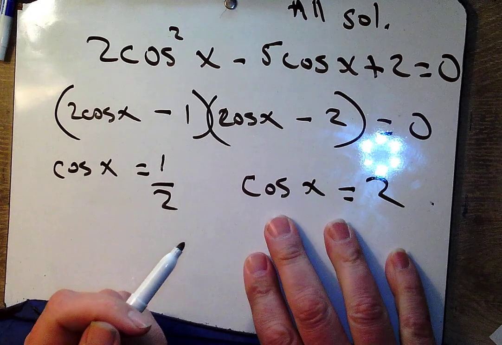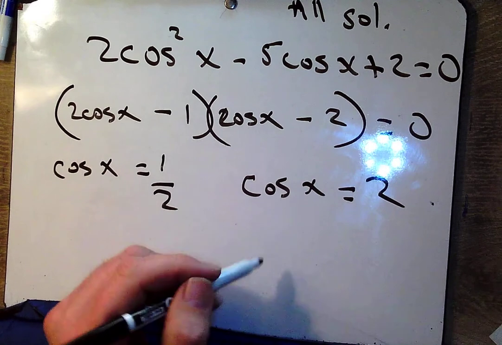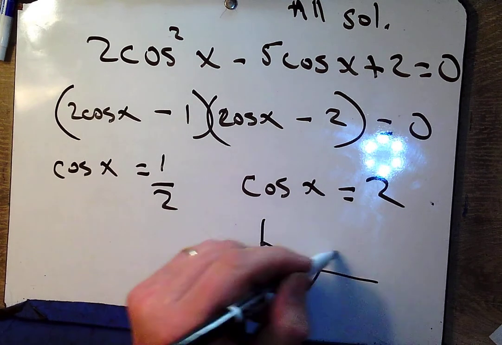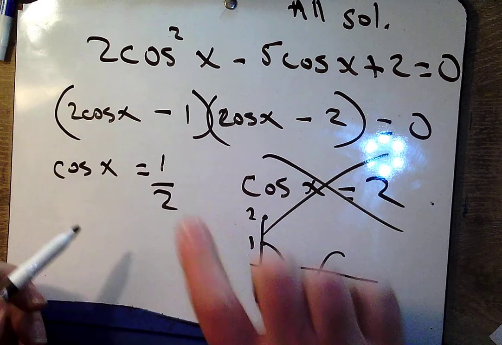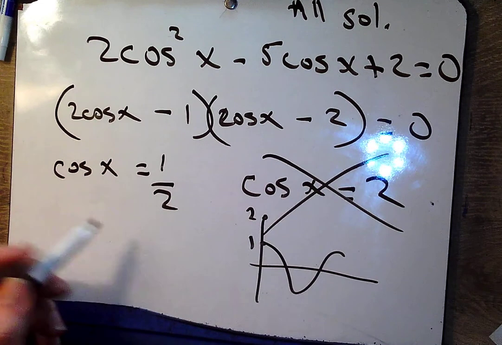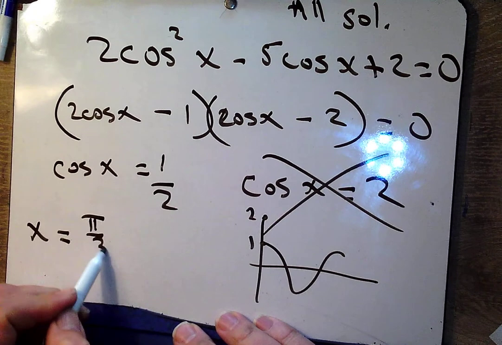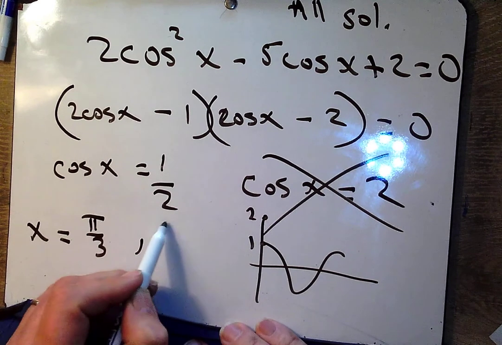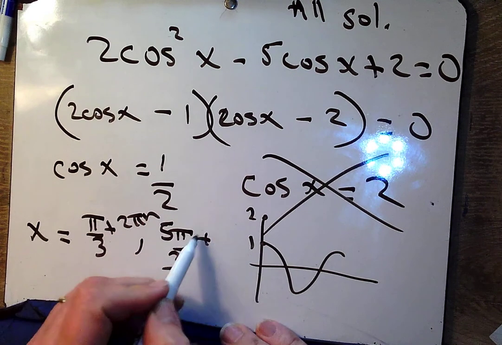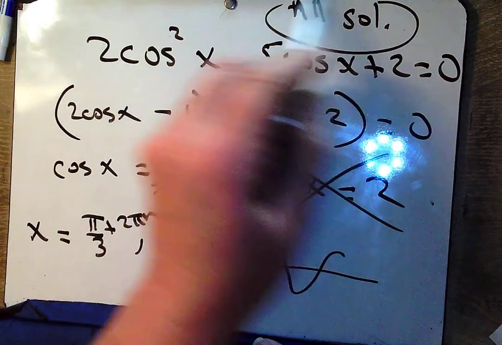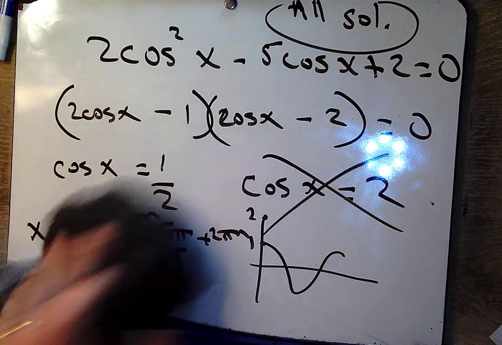It'd be really great if you looked at this and said, cosine can never equal 2. The highest cosine gets is 1. 2 is up here. When is cosine equal to 1/2? Cosine is equal to 1/2 at pi over 3 and at 5 pi over 3. Don't forget to add your plus 2 pi n's, because you have all solutions. Okay? All right. How about this one?